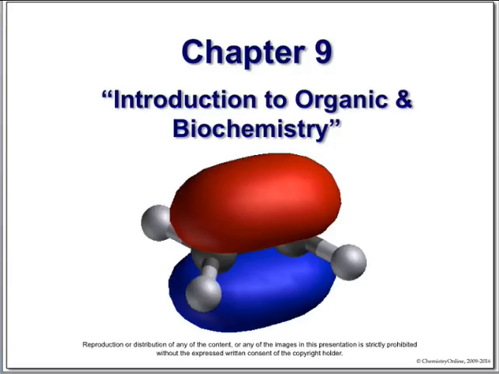This on the screen here represents the molecule ethene. It's a carbon-carbon double bond in here. And this is what's called the pi cloud, above and below the carbon skeleton. So we'll talk about that in just a little bit.